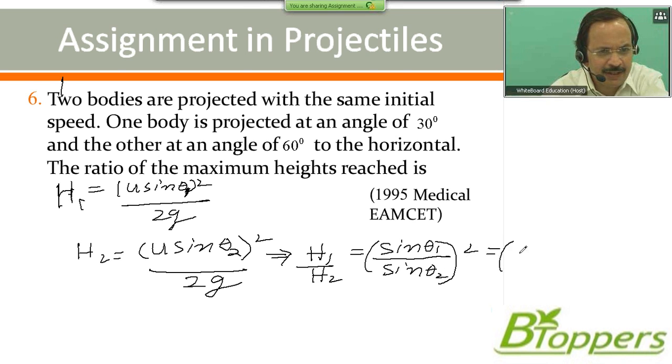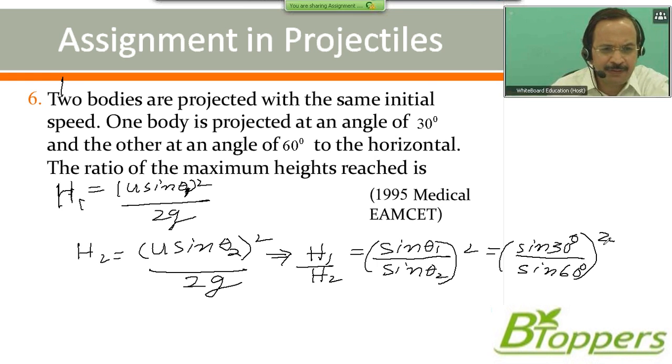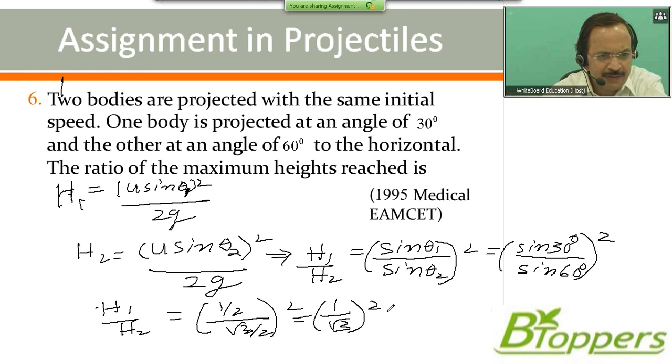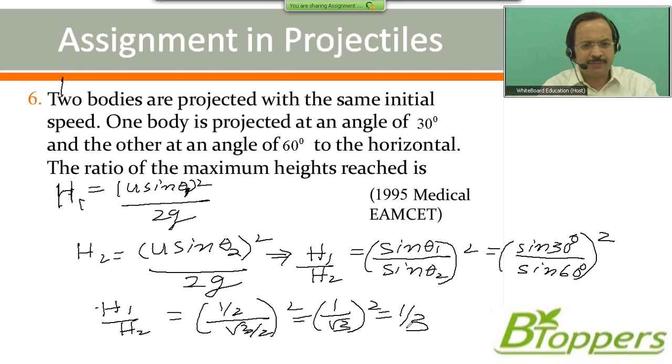So you can substitute here theta 1 equal to 30 degrees and theta 2 equal to 60 degrees. Next you can simplify it yourself. You can take sin 30 degrees equal to 1 by 2 and sin 60 degrees equal to root 3 by 2. So you get h1 by h2 is 1 by 3, or h1 is to h2 equal 1 is to 3.